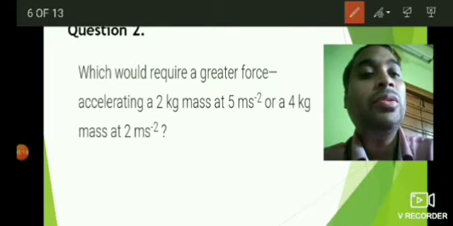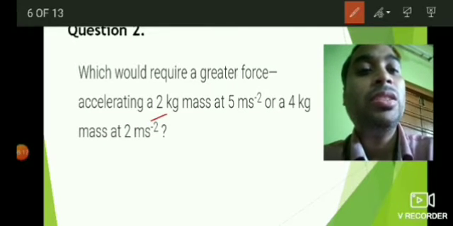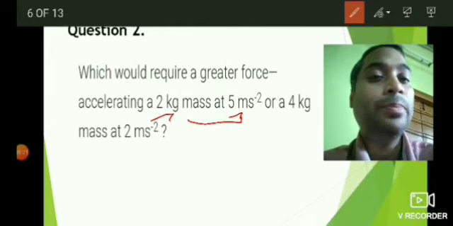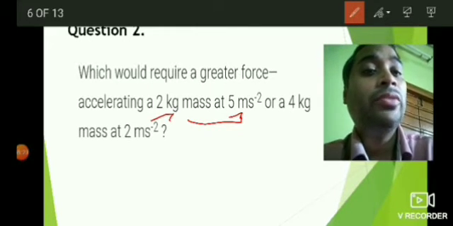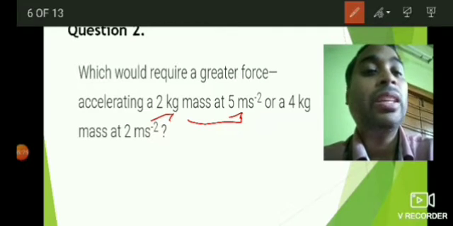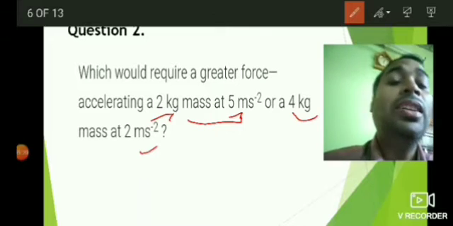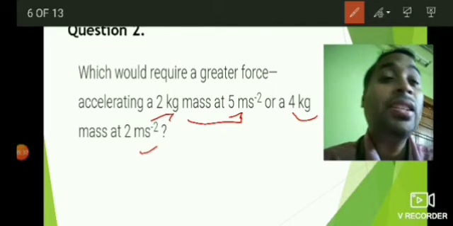Now if you have to accelerate an object which has a mass of 2 kg at 5 meter per second square, you have to calculate the force required for this, and also you have to calculate the force required to accelerate a 4 kg mass at 2 meter per second square, and then you can determine in which case you will require more force.